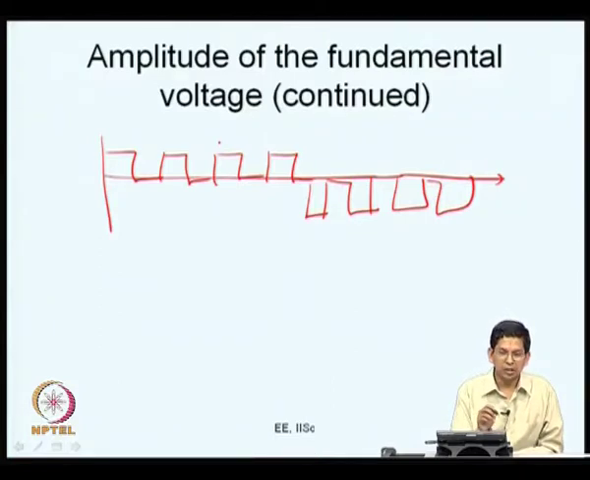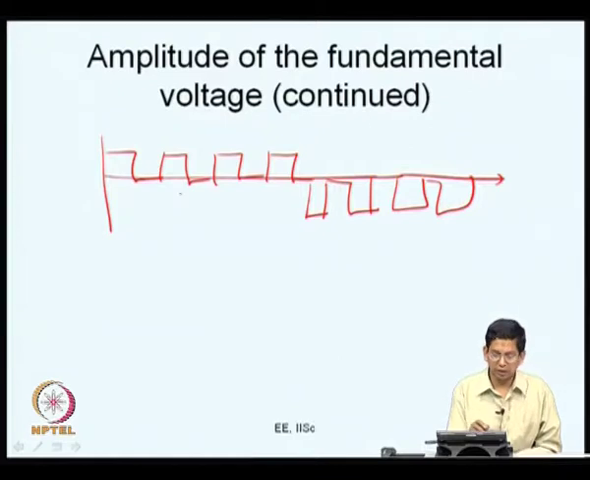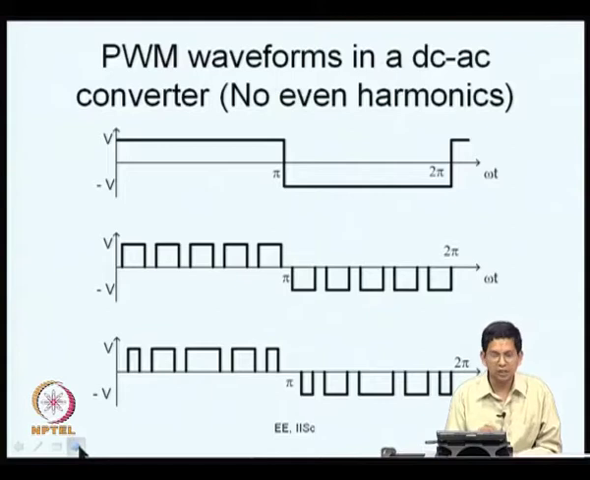So, this is about the DC value. We are looking at waveforms which have no DC value. These are the AC side waveforms in a PWM inverter. They do not have a DC value, and the fundamental voltage can be controlled as given here. Further, they have no even harmonics, since they have half wave symmetry. This is what we saw in the last class.